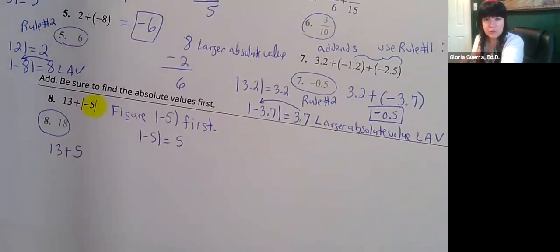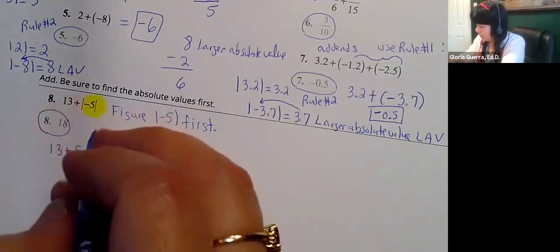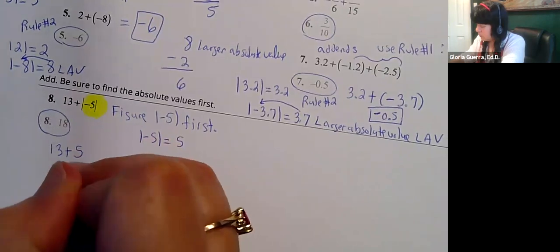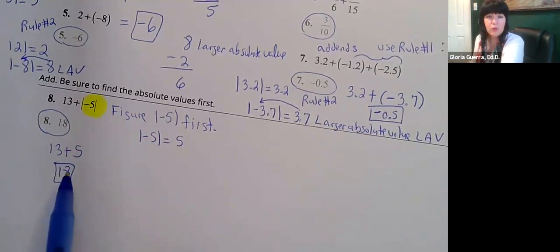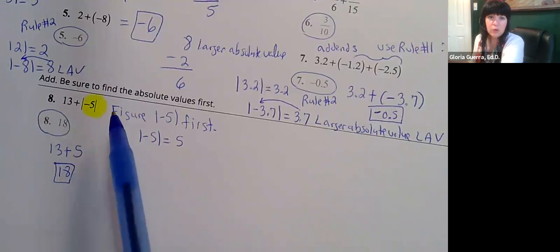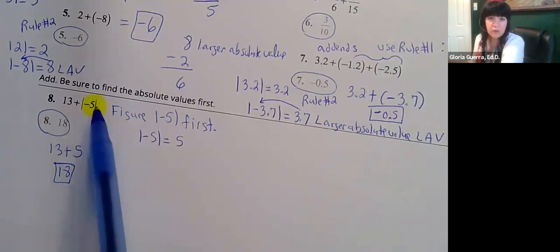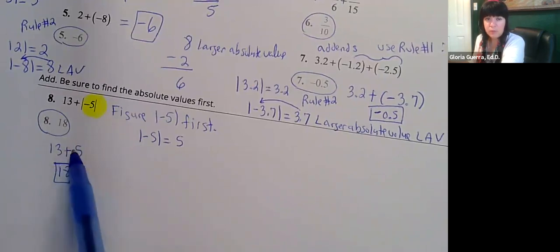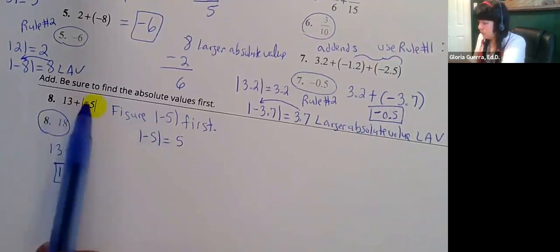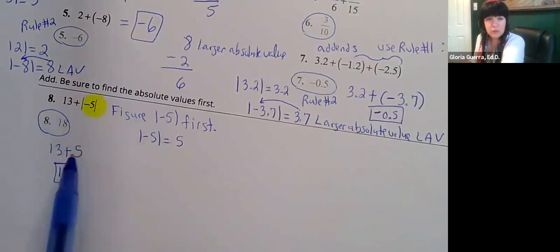And then you don't need a fancy sign rule, rule one or rule two. This doesn't use rule one, doesn't use rule two. This is just something we learn with counting numbers, back in elementary school. 13 plus five is 18. So you do have to figure this absolute value first to see what your new problem is. Then you forget about this and you just concentrate on 13 plus five, which is 18.